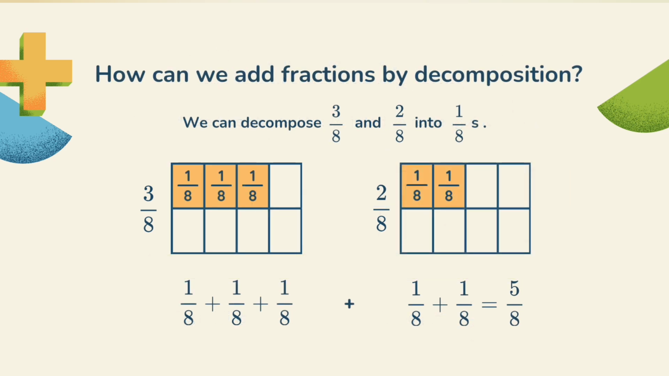Yes, the addition of fractions can also be done by decomposition methods. As you can see here, we can decompose 3 by 8 and 2 by 8 into 1 eighths. In image 1, this rectangle is divided into 8 equal parts where each part is 1 eighth. So 1 by 8 plus 1 by 8 plus 1 by 8. And in image 2 you can see 2 by 8, which we can also write as 1 by 8, 1 by 8, right? As the denominator is the same, we can add only the numerators, 1 plus 1 plus 1 plus 1 plus 1, which is equal to 5 by 8. But actually we prefer writing the previous one. This is only for the explanation.